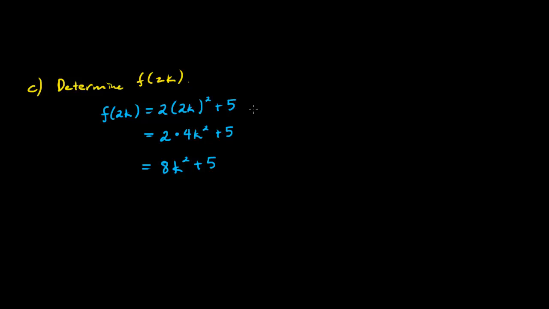Now, if you were comfortable skipping this intermediate step, it would be okay to go from this step to this step if you're comfortable with doing this simplification in your head. So f of 2k is 8k squared plus 5.